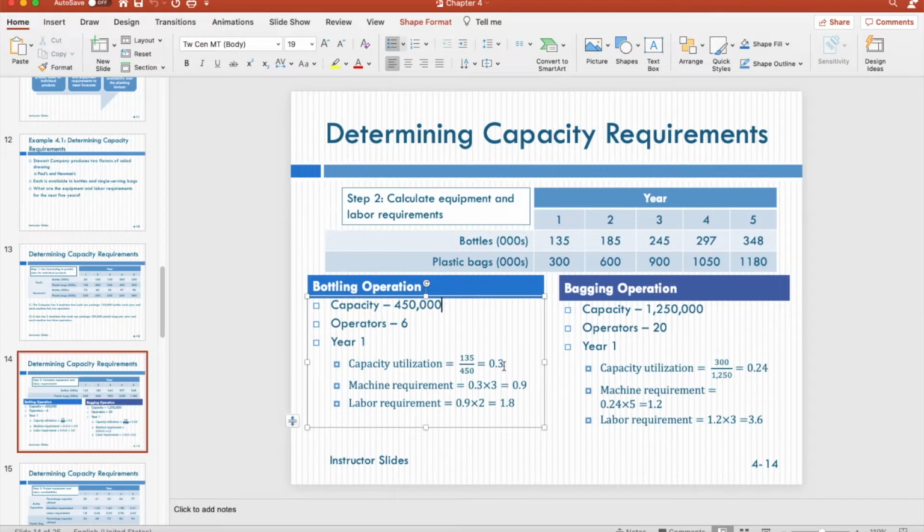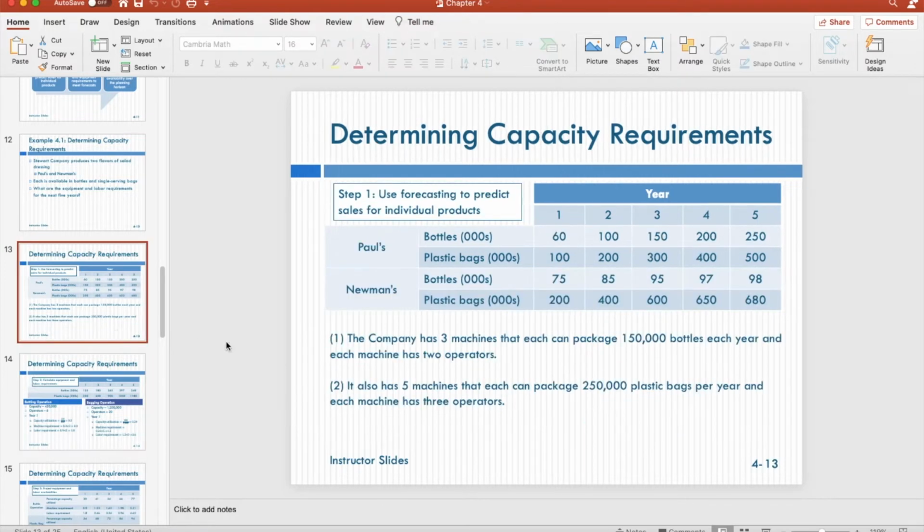Now here you see 135 is far less than 450, which gives you the 0.3. It means you only use 30% of your capacity level. Very simple. Now, since you only use 30% of your capacity level, in total, how many machines do we have? It's three, right? Three machines are the machine number that you have.